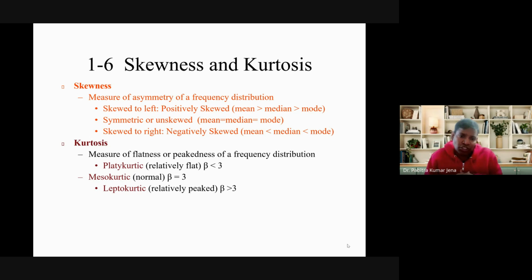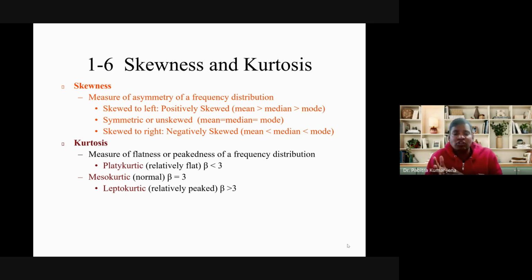Now kurtosis, what does it measure? It measures the flatness or the peakedness of the frequency distribution. It depends upon the beta values. There are three types of kurtosis: one is platykurtic, another is mesokurtic, another is leptokurtic. If the beta value is equal to 3, that is known as the normal distribution, and that is mesokurtic.